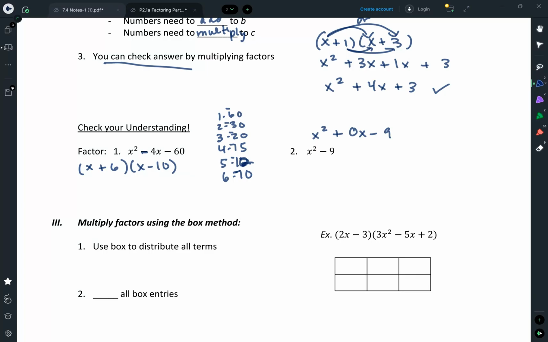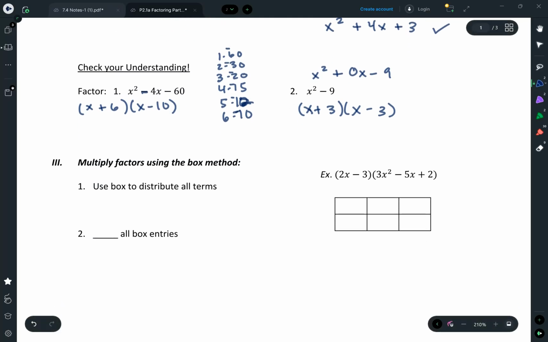The second one, in order to get a 0 in the middle term, it would have to be a -3 and a +3. So I'm going to write down x plus 3, x minus 3, because a positive and -3 would add to make 0, but they would multiply to get a -9.